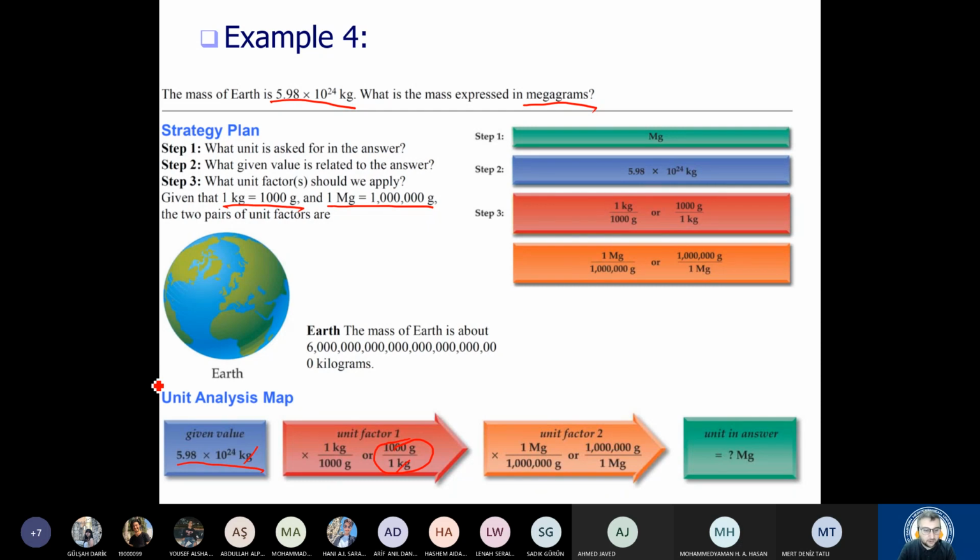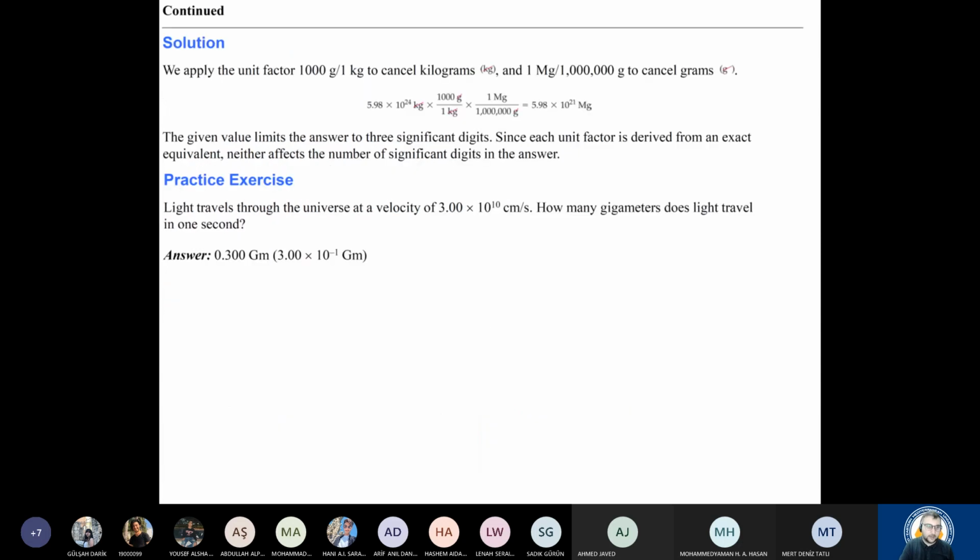After that, you want to convert it to the megagram. So you will write mega up and gram down. So 1 mega is equal to 1 times 10 to 6 gram. So grams cancel each other. So at the end, you will find it in terms of megagram. If you multiply these numbers, you will find that it is equal to 5.98 times 10 to 21 megagram.